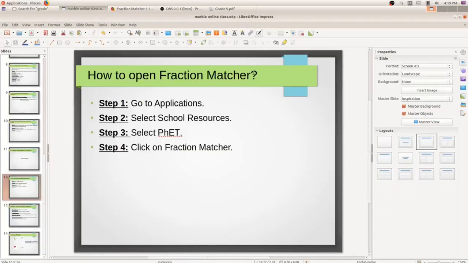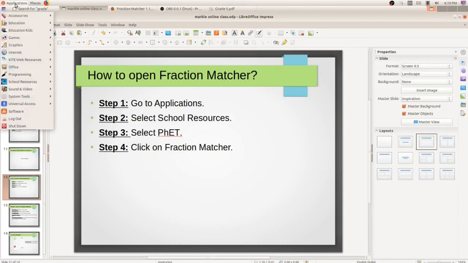The first topic is how to open a fraction matcher. In the last class I showed you, and I have written the steps here. What is the first step? Yes, we have to go to application at the top left corner and click on that. What is the second step? Go to school resources. What is the third step? Yes, select FET. And the final step, you have to click on fraction matcher.